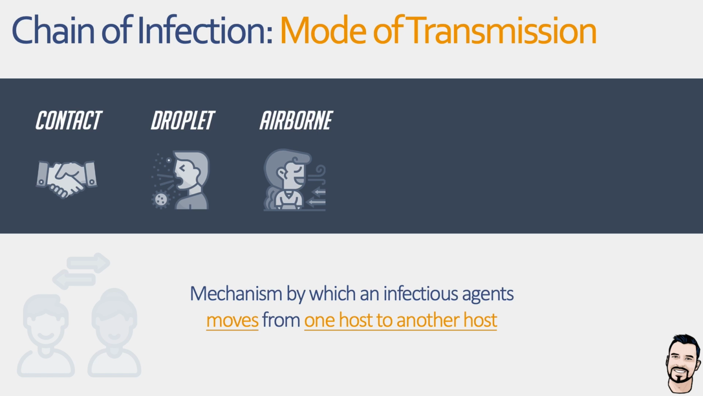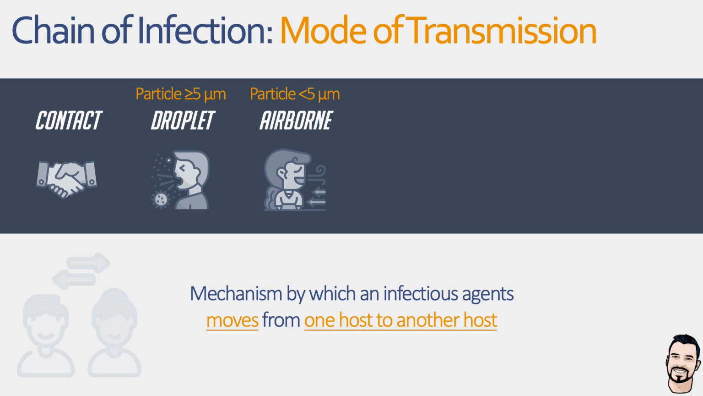Now, before we move on, it is worth mentioning the nuanced difference between droplet and airborne transmission. In essence, it largely comes down to particle size. So droplet transmission involves particles larger than 5 micrometers, which are relatively heavy and do not stay airborne for prolonged periods of time. Then on the flip side, airborne transmission involves particles smaller than 5 micrometers, which are lighter, remain airborne for much longer, and therefore travel further distances.